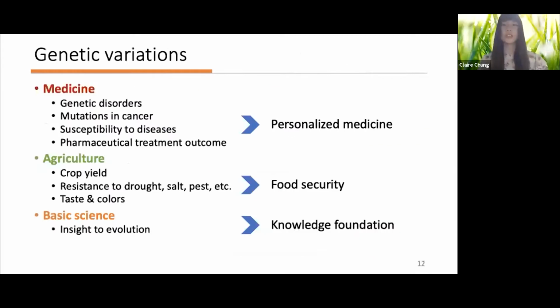And variations in genetic materials have various biological implications. They can directly cause diseases or affect the susceptibility and treatment outcome. They can alter the yield and properties of crops and livestock. The understanding of genetic variations can also provide insight into the origin and evolution of various populations. Therefore, proper research will benefit society in multiple aspects.